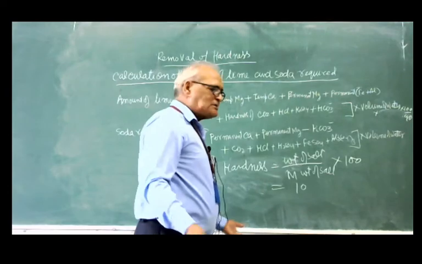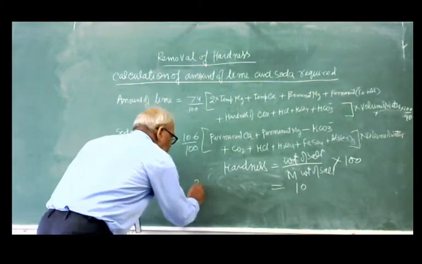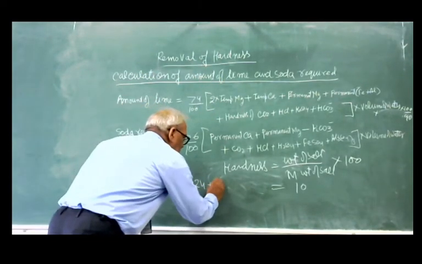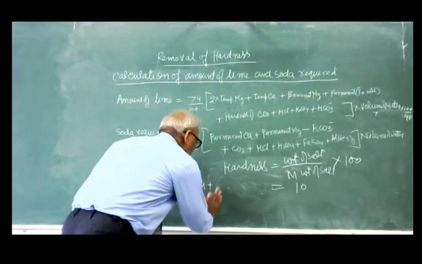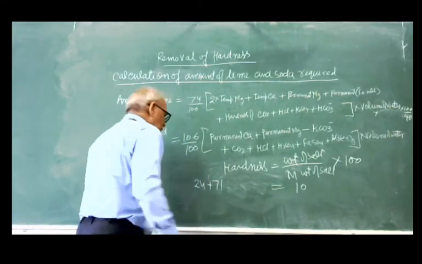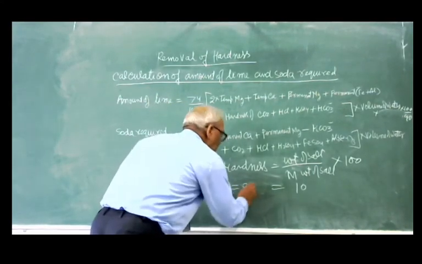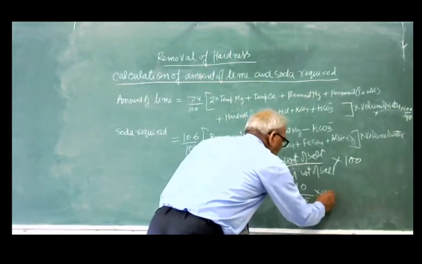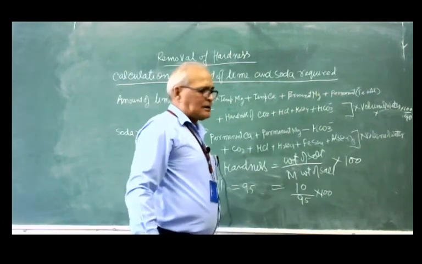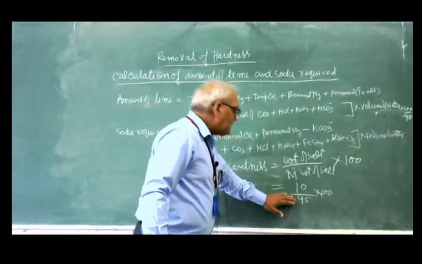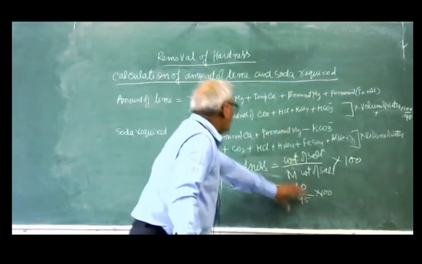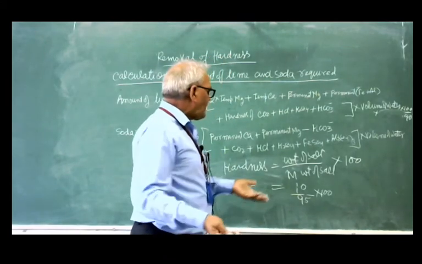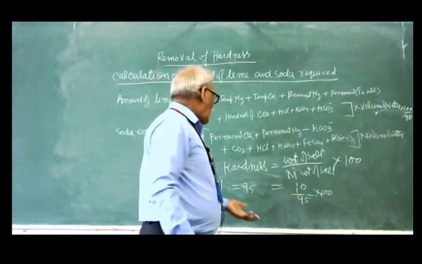Magnesium chloride means how much? 24 plus 71, you will get 95. So you have to divide by 95 and multiply by 100 like this. So you can calculate the hardness equivalent to calcium carbonate. Then put it here. Sometimes students do what?